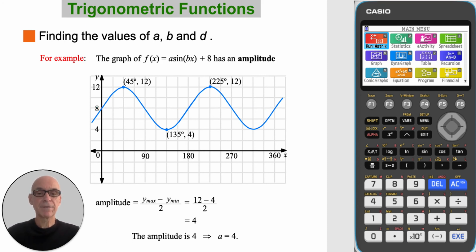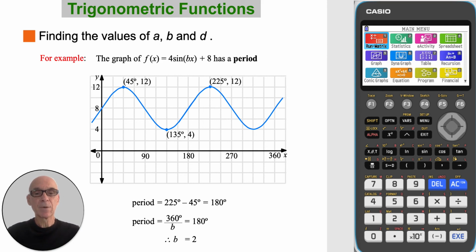To find the value of a, we need to calculate the amplitude. Subtracting the maximum and minimum values and then dividing by 2 gives a value of 4. So the amplitude is equal to 4. And since the sine function increases as it passes through the y-intercept, a is positive. So a is equal to 4.